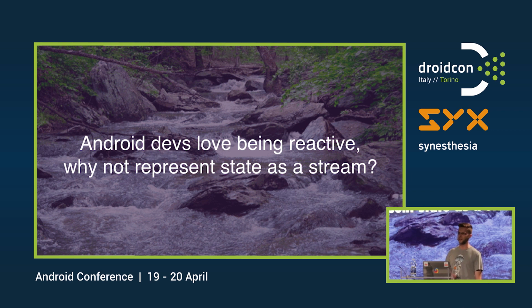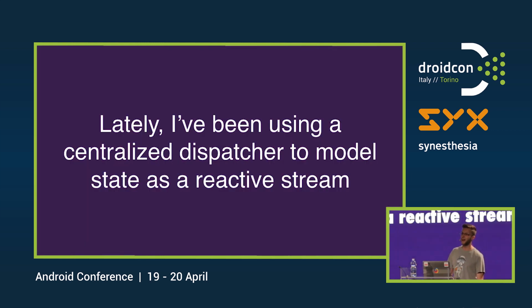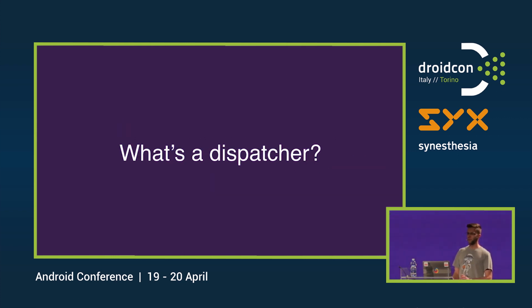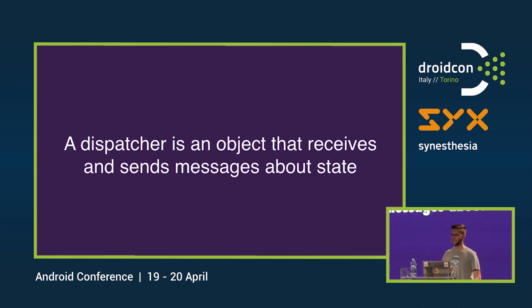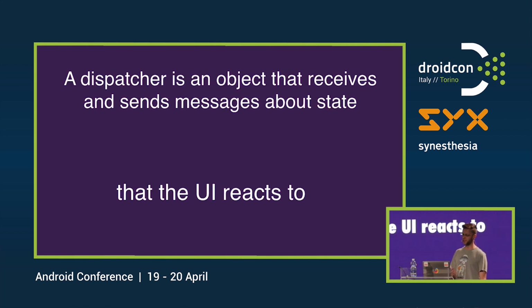So that's how I started thinking about state. Lately, I've been using a centralized dispatcher to model my state, not as a single class, but as a stream of individual state changes. A dispatcher is a very simple concept. It's nothing more than an object that can receive messages and send them. In my case, our dispatcher is going to be dispatching messages about state. And that's what our UI is going to be reacting to.